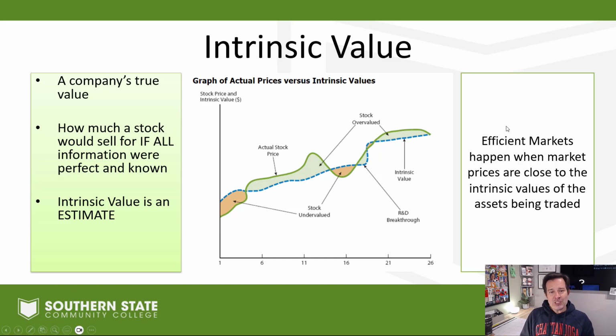We have an efficient market when the market price and the intrinsic value are pretty close together. There's not a great big gap. There's not great big swings between undervalued and overvalued. There's a pretty narrow window. When that happens, when a stock trades on the market for what it's pretty much close worth as far as its intrinsic value, that's an efficient market.